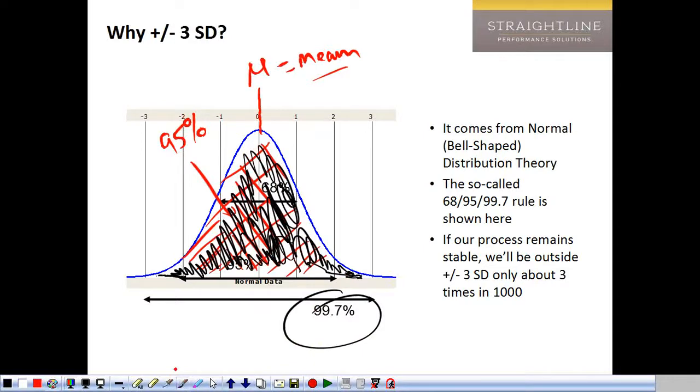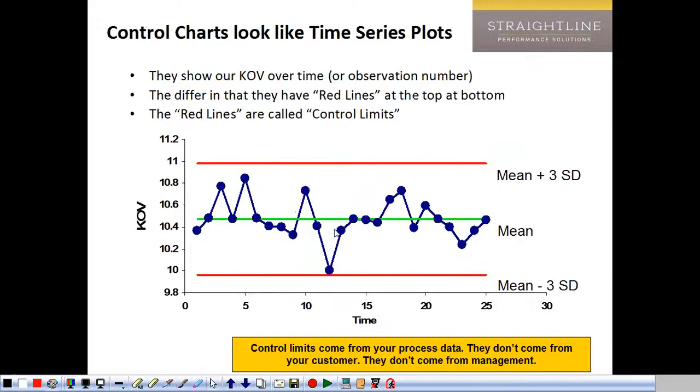So the point is, going back to our control chart, if the process is in control, or stable, we should only get 3 out of 1,000 points outside of plus or minus 3 standard deviations. Therefore, when we see something outside of that, that tells us we need to go check it out. It's a signal that's not normal operations. It tells us a point of instability, out of control.